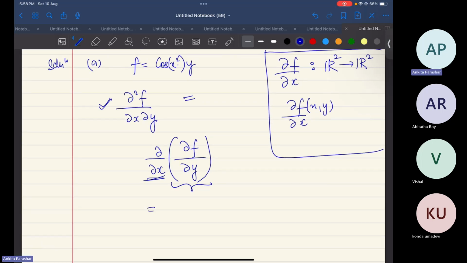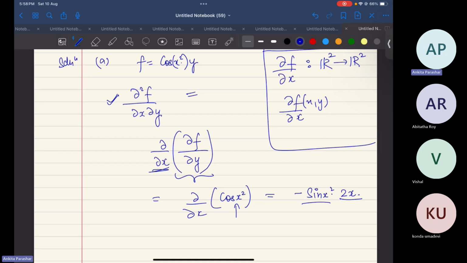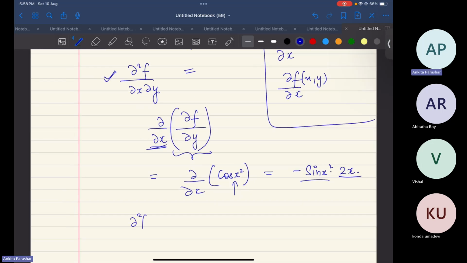Now, what is del f by del y? It is del by del x of cos(x square) only, and this is minus sine x square, and the derivative of x square is 2x. It's a composition of two functions, the derivative of this and then the derivative of the middle one. Of course, in this case, what is the del 2f by del y del x? If I change this, what is that? The value we just calculated.